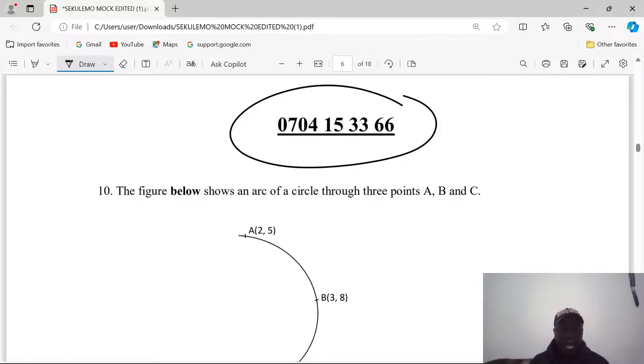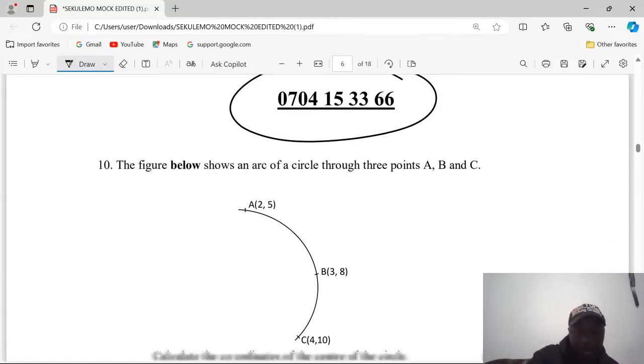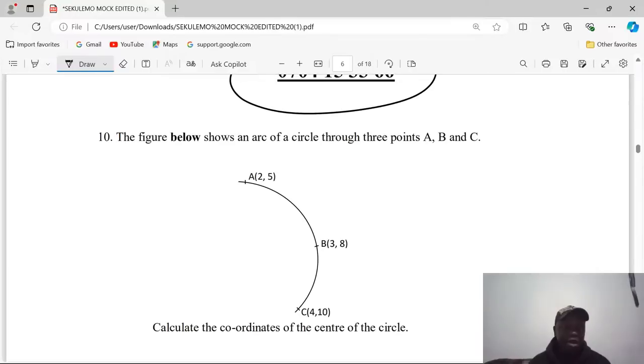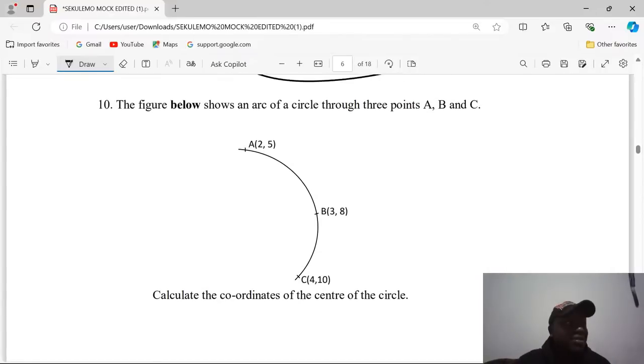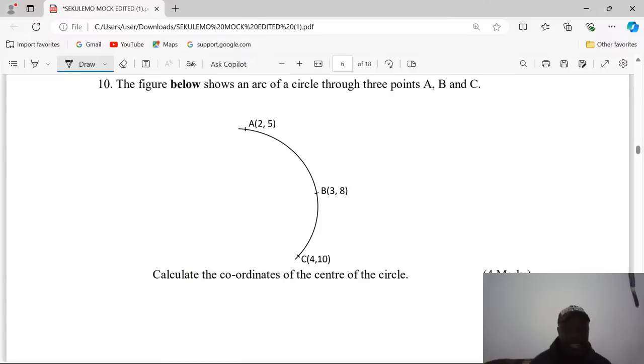There is another question here, number 4. The figure below shows an arc of a circle through 3 points, A, B, and C. Let's look at the question very well. Calculate the coordinates of the center of the circle. There is a known center for this circle. We are just given a portion of the circle, and we are expected to find the center.